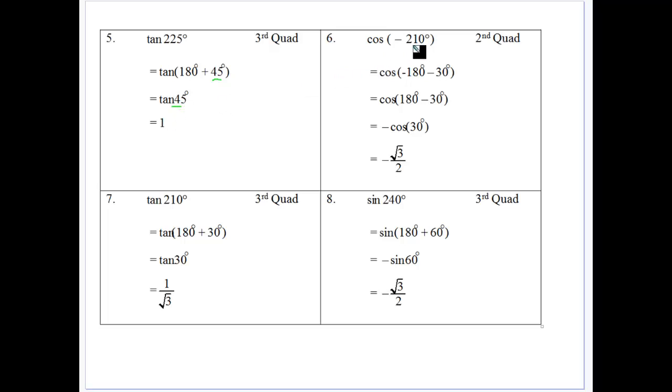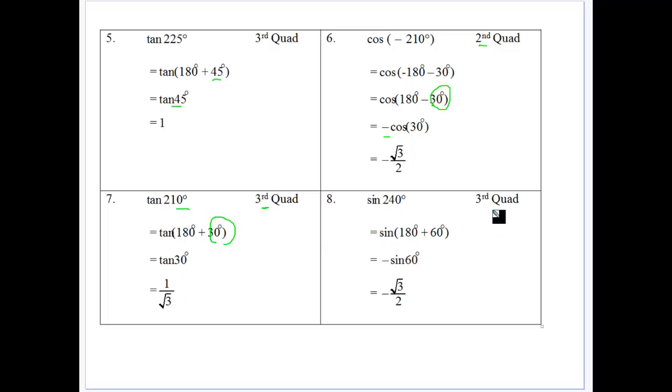Cosine of minus 210. Well, we said minus 210 before is in the second quadrant. So cosine in the second quadrant is going to give us a negative answer. And our related angle is 30 because it's 30 degrees to minus 180. So cosine of 30 degrees is root 3 on 2. Tan of 210. Tan 210 is in the third quadrant, so our answer is positive. And then our related angle is going to be 30 degrees because it's 30 degrees back to 180 degrees. So it gives us 1 on root 3.